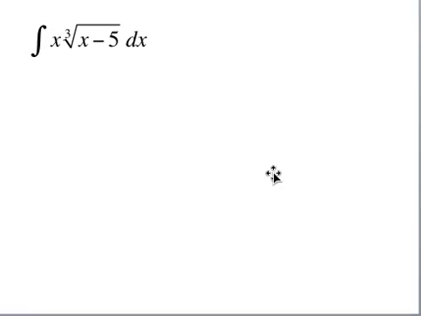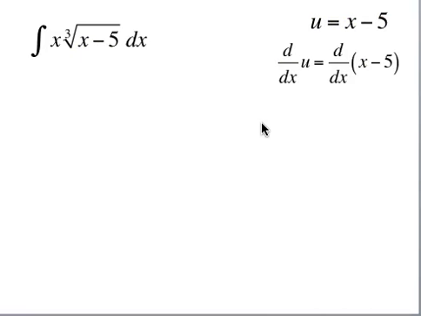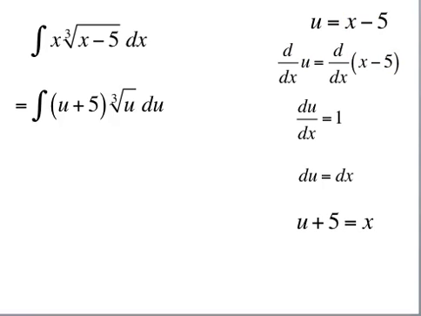Okay, one last question for us to do. Integral of x times the cube root of x minus 5 dx. Another sort of tricky problem. We're going to let u equal x minus 5. The derivative with respect to x of u is the derivative with respect to x of x minus 5. So du dx is 1. du equals dx. So I have cube root of u, and I have du, but I still have this x hanging around. But if u is x minus 5, I can solve for x and recognize that u plus 5 is x. Now let's make those substitutions.